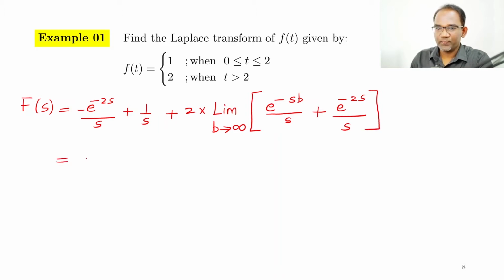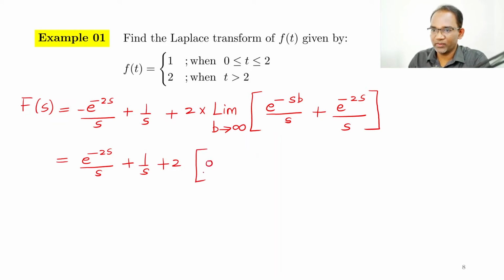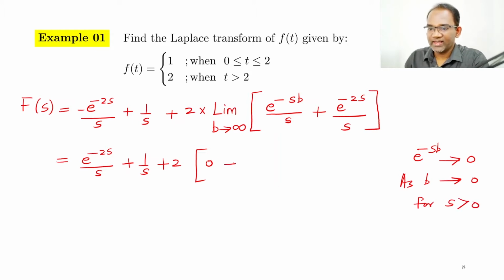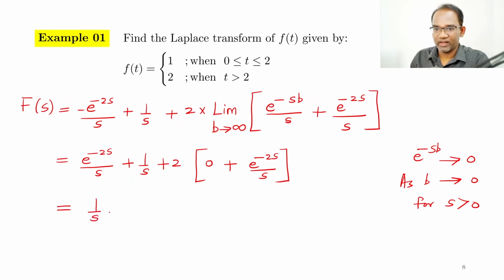And this is equal to minus e raised to minus 2s over s plus 1 over s plus 2 times the following. The first term, when we apply the limit, becomes 0 because e raised to minus sb tends to 0 as b tends to infinity for s greater than 0. And the second term is e raised to minus 2s over s. When we add the terms, we have 1 by s plus e raised to minus 2s over s, which is the required answer.